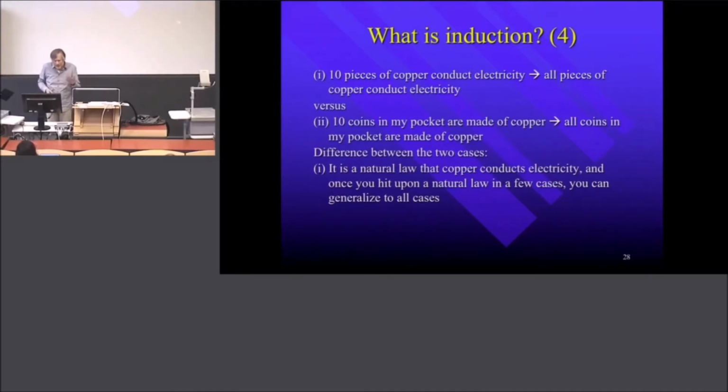Well, we would say that it's a natural law that copper conducts electricity. And once you hit upon a natural law in a few cases, you can generalize to all cases. So when you do the same now with a different metal, say with iron, and you know there are natural laws about copper that it conducts electricity, and then you come to iron and you have a few items of iron, they all conduct electricity, you say, well, probably there's also this natural law that iron conducts electricity, right? It's not just an accident because metals have something to do with electricity, and therefore it becomes plausible why that inductive inference works.